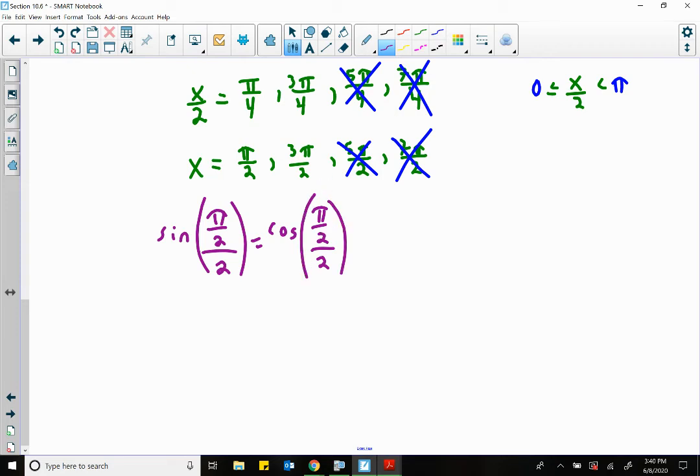And it's because of the squaring we have to check this. And then the same thing is sine 3 pi over 2 divided by 2 going to be the same thing as cosine 3 pi over 2 divided by 2.